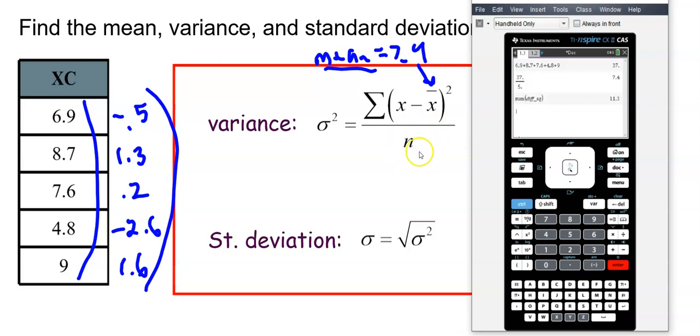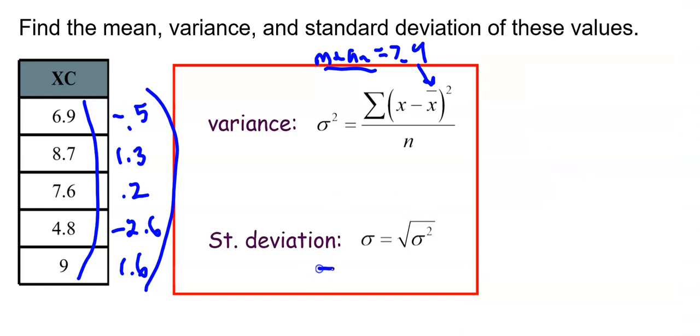In the formula, you divide by n, so I'm going to divide by 5, and I get 2.26 as my variance. To get standard deviation, you take the square root of that. So the square root of 2.26 is 1.5033. So for this problem, 1.5033 is our standard deviation.